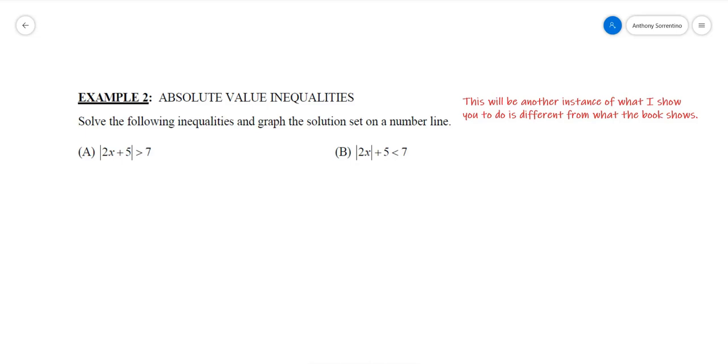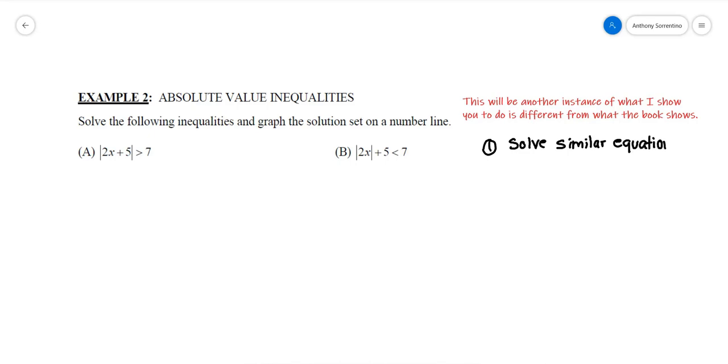So here, I start using a method that the textbook actually starts using a little bit later. And what I'm going to do, for any inequalities from here on out, is first solve a similar equation.